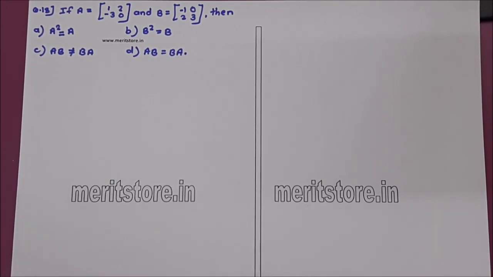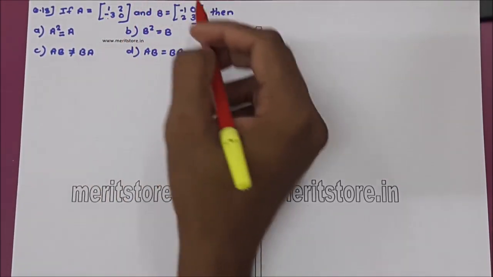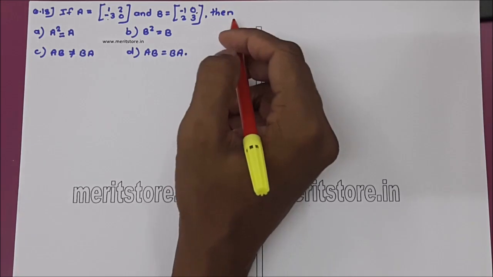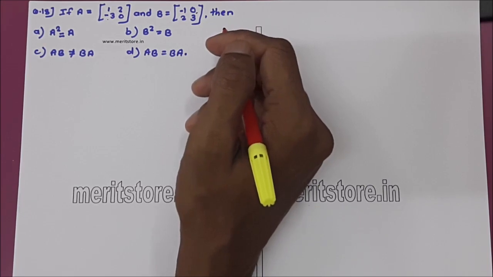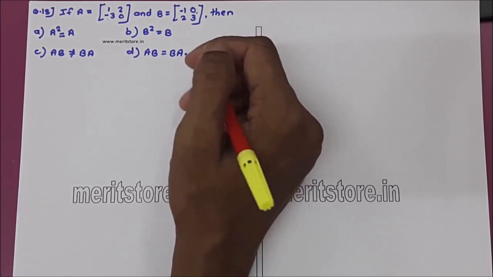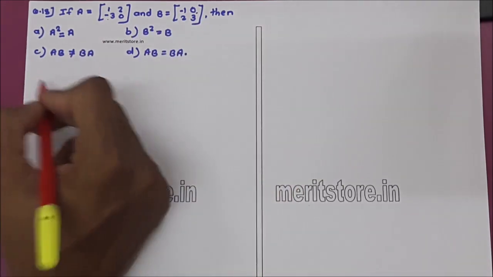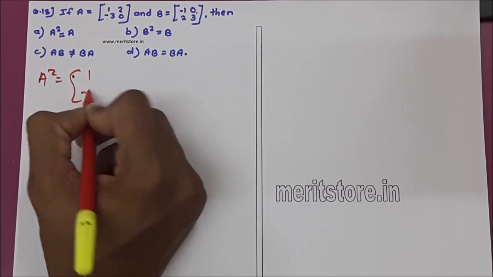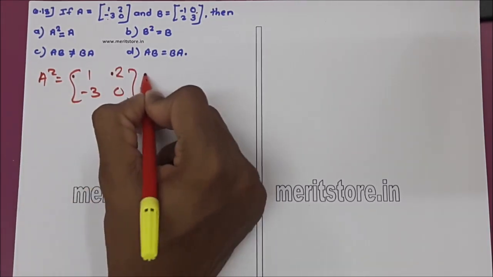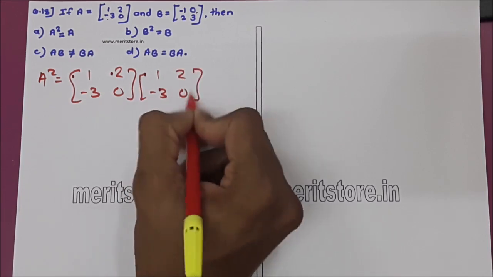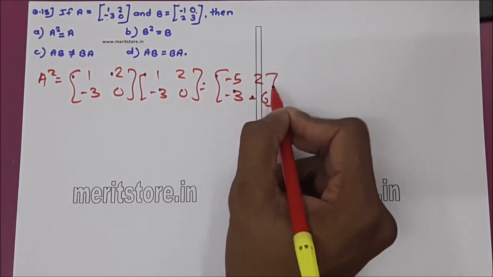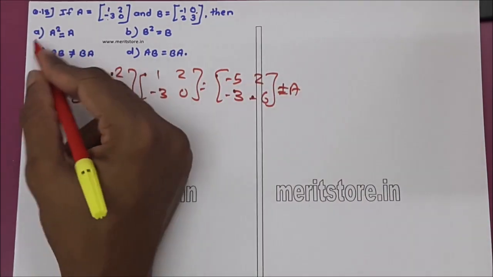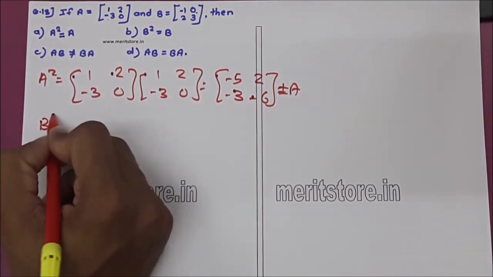Question 18. If A and B are 2 by 2 matrices, for A is [1 -3; 2 0] and for B is [-1 0; 2 3], then we have four options: A square is equal to A, B square is equal to B, C AB not equal to BA, and D AB equal to BA. We solve for every option. For A square, we get [-5 -3; 2 -6], which is not equal to A.